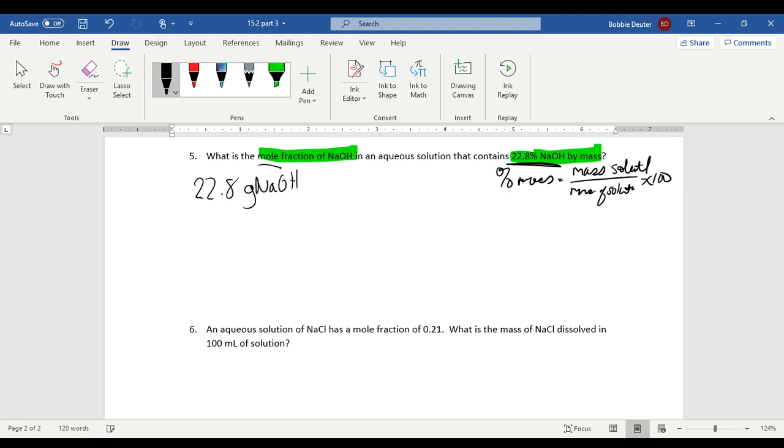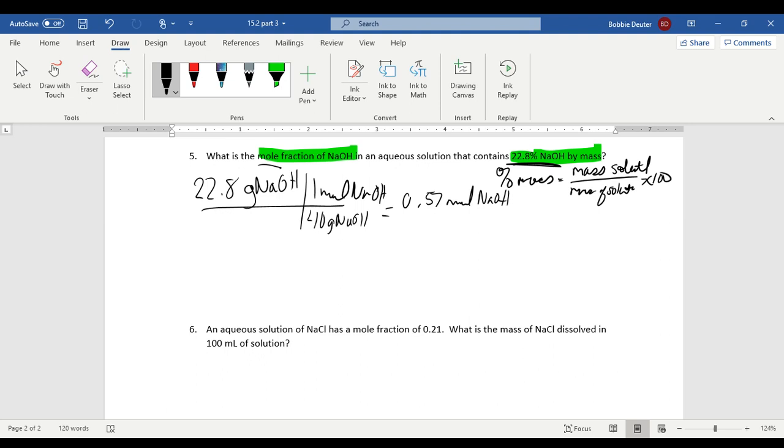So this is a molar fraction. The key word here is mole. So we have to convert grams to moles. That would be our first step. So we know that the molar mass of sodium hydroxide is 40 grams over 1 mole of NaOH, which would give us the number of moles for this to be 0.57 moles of NaOH.